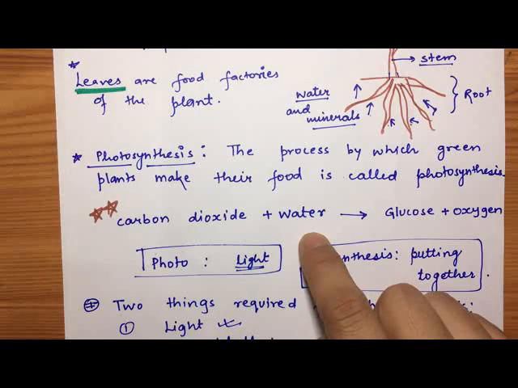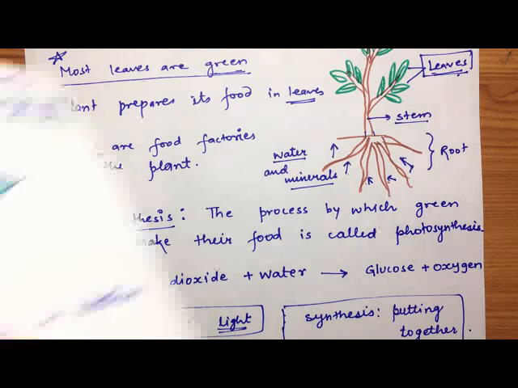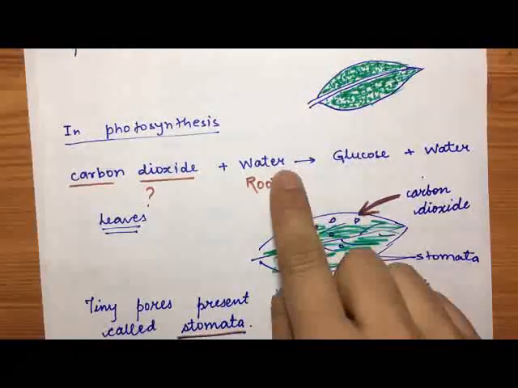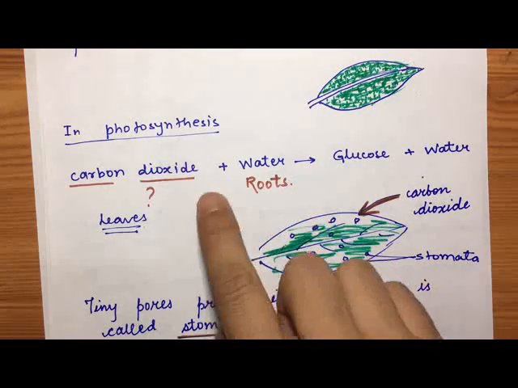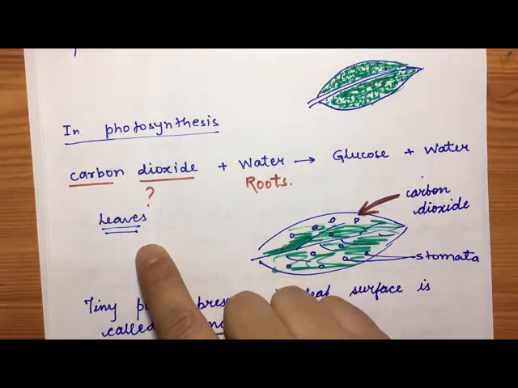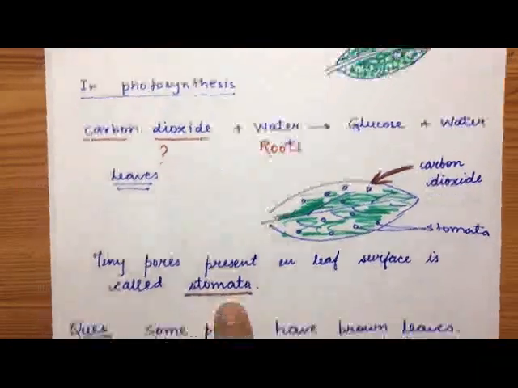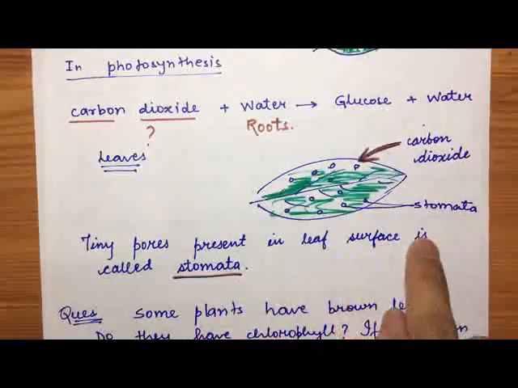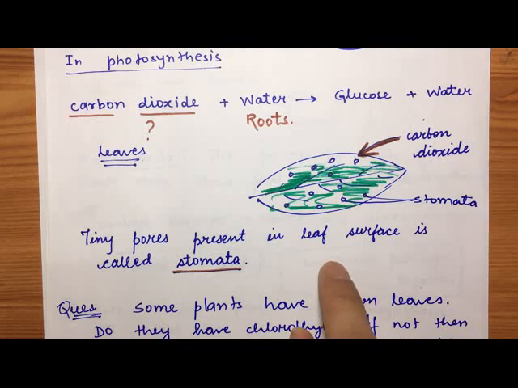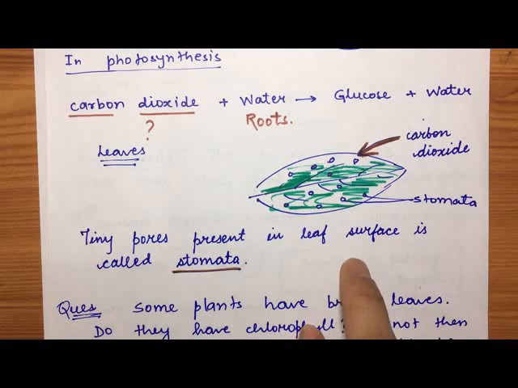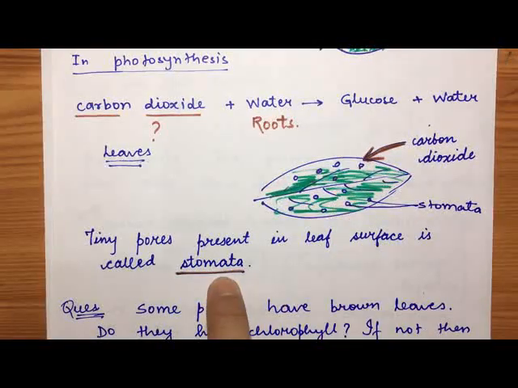One most important thing we have also studied is that this water is taken by the roots of the plant, whereas this carbon dioxide is taken by the leaves with the help of stomata. Okay, what were the stomata, students? We studied that the tiny pores present on the surface of a leaf are called stomata.